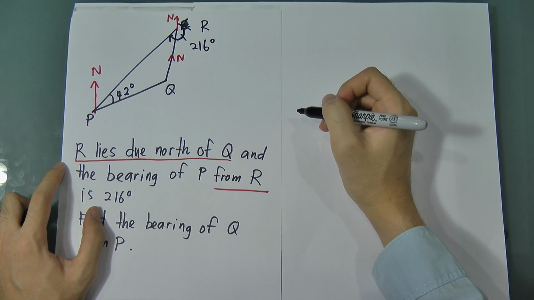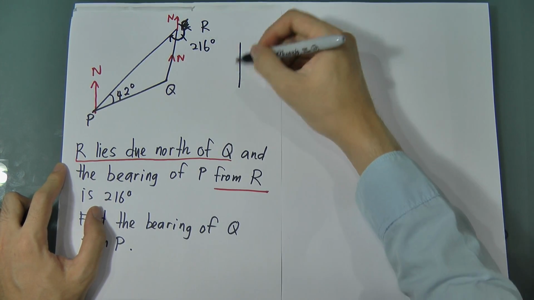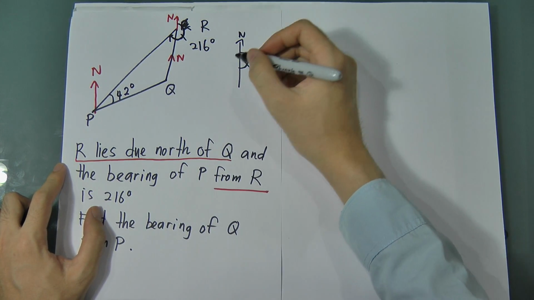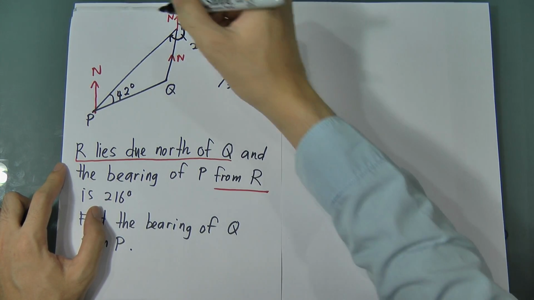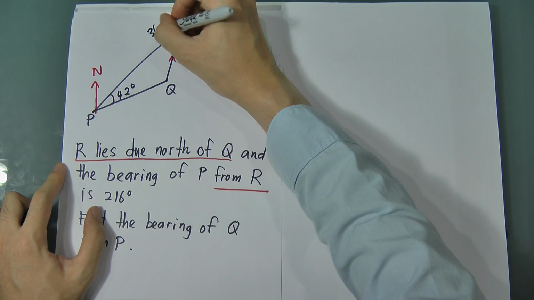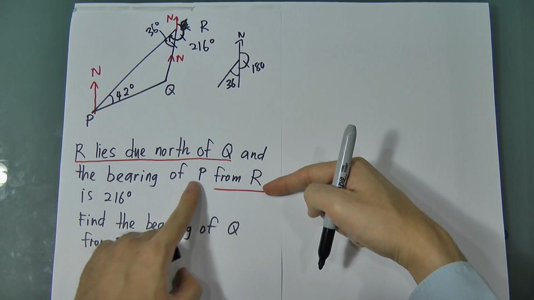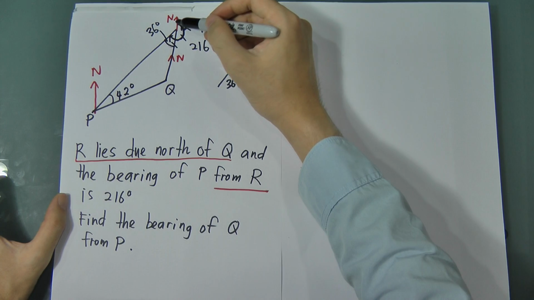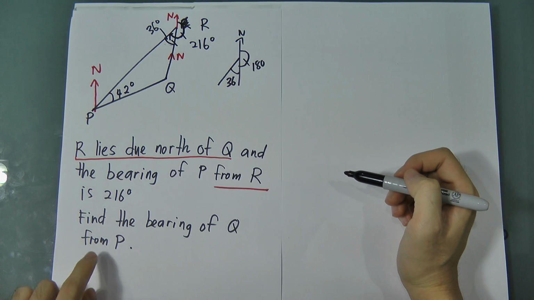But from here, what I can know is this will be 180. Correct or not? If this is north, turning until here will be 180. So when he said 216, I know the rest here will be 36, because plus together is 216. So the first information I got is that inside here will be 36, because 180 plus 36 is 216. Because it said the bearing of P from R is 216, from R you connect to P is 216. And then find the bearing of Q from P.